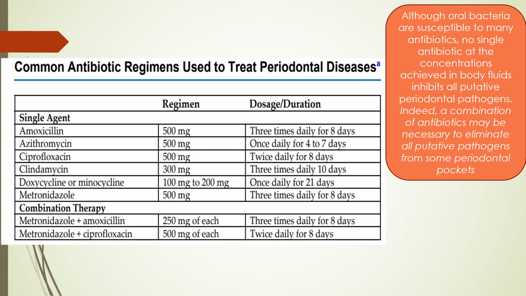This is the regimen that can be used to treat periodontal diseases. We have given the dosages and the drug names, so you can go through it. There is amoxicillin 500 milligram 3 times daily for 8 days, azithromycin, ciprofloxacin, clindamycin, doxycycline or minocycline, and metronidazole 500 mg 3 times daily for 8 days. And combinations, as we said: metronidazole and amoxicillin, and metronidazole and ciprofloxacin.